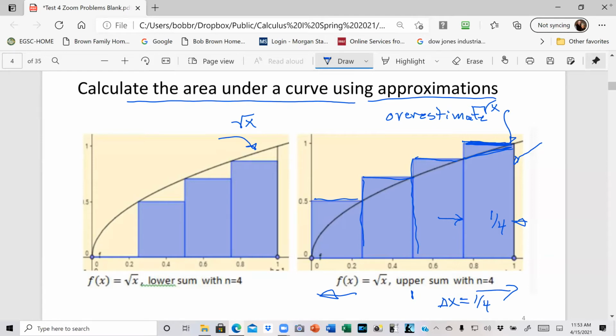Notice if you did an underestimate, you would take this last rectangle in this particular case and make sure that all of it is exactly underneath the curve, and do that for the next one, for the next one. And for the last one, the rectangle would be a 0 area.